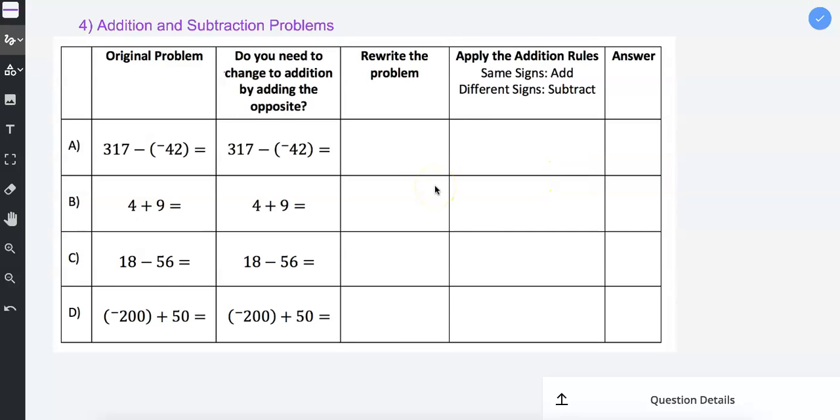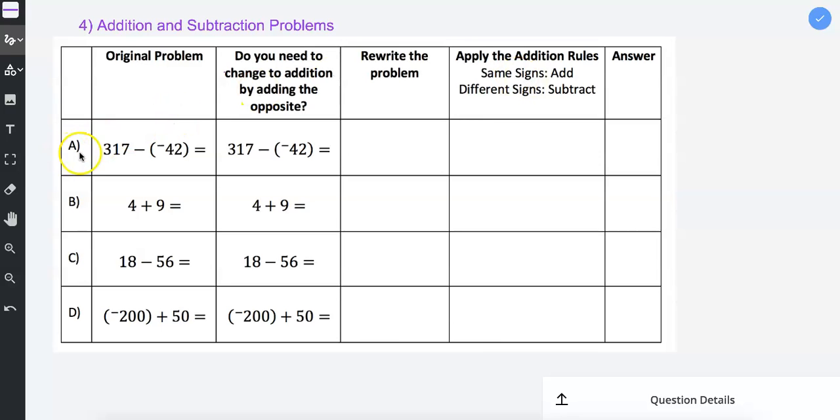In this set, there are both addition and subtraction problems. When you meet an addition problem, you can move straight to the addition rules. If you meet a subtraction problem, you're going to have to first change the subtraction to addition, and then you can apply the addition rules.